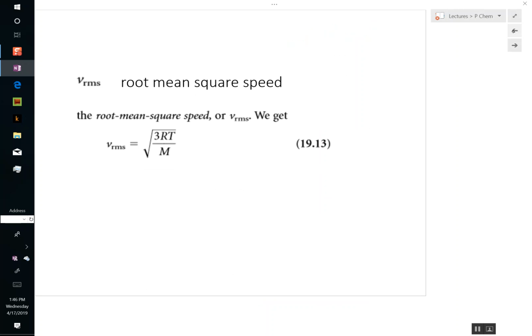Okay, now you eventually get to here. If you take the square root of that v squared average, so you're taking the square root of the square of an average velocity, it's called the root mean squared velocity or speed. Root mean squared speed, and you get this relationship here.